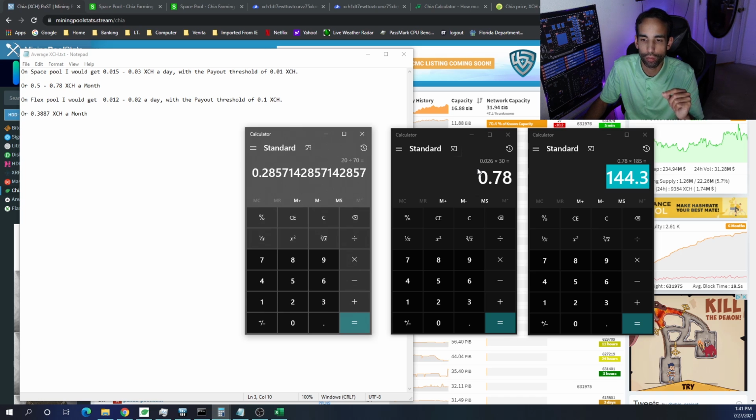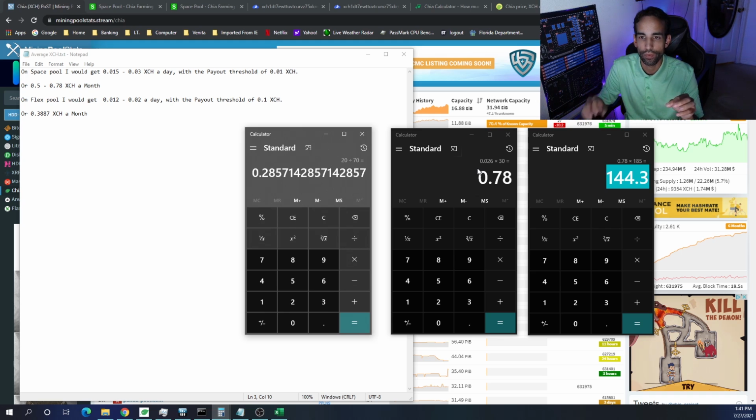But moving on, with my average amount of Chia earned per day, about 0.026, and that's actually a little bit lower. Again, that gets me 0.78, and this is by a month. So if we take the average days in a month, 30, times that by daily earnings, 0.026, that's looking about 144 USD, or fiat currency. You're going to have to convert it for whatever country you're in.